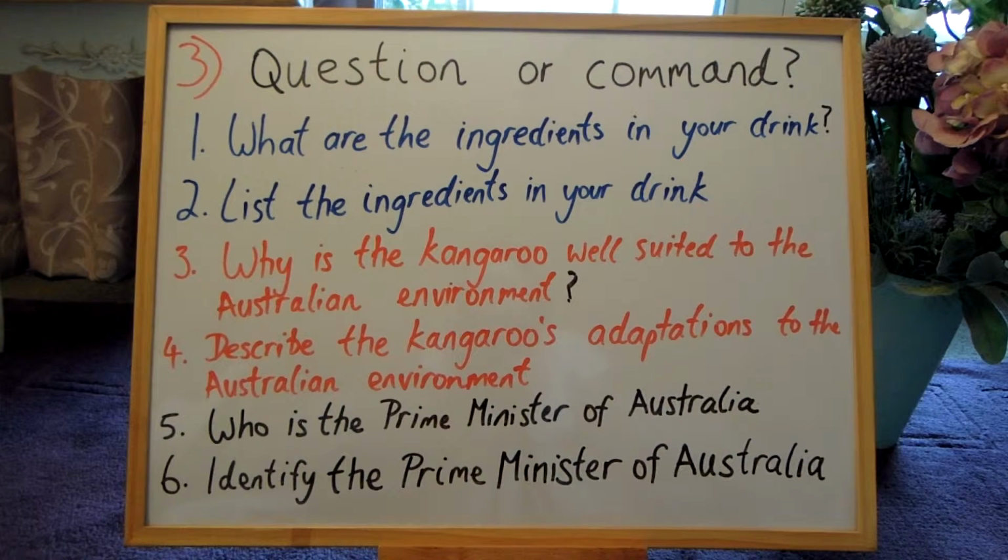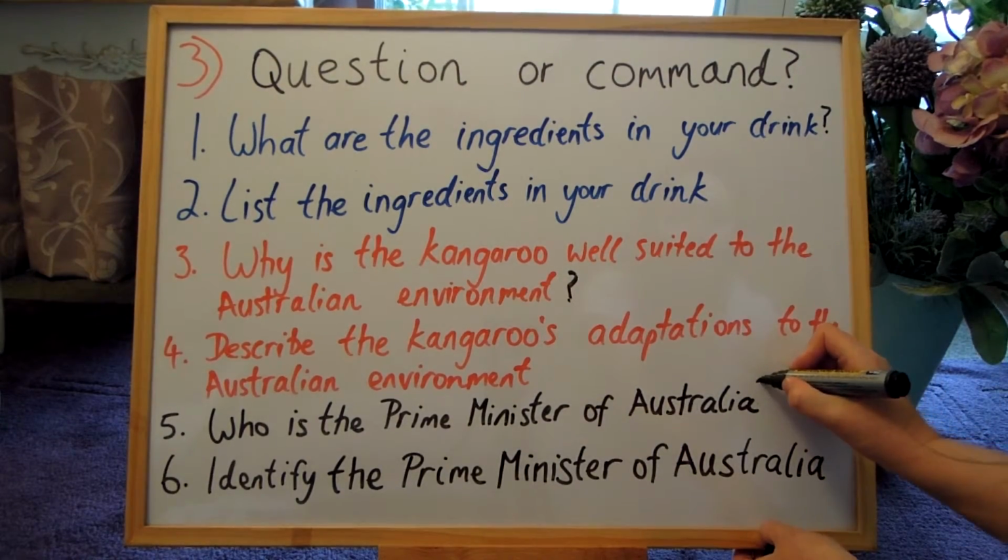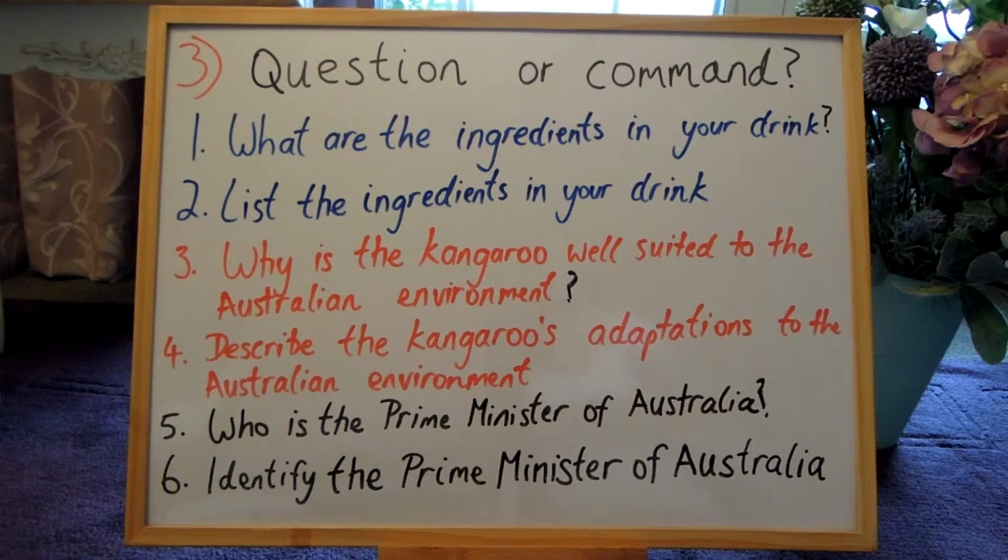Alright, why don't you have a look at number 5 and number 6. Who is the Prime Minister of Australia? And identify the Prime Minister of Australia. They're asking the same thing, aren't they? But they're two different ways of doing it. The first one is a question, isn't it? However, the second one is the imperative, identify, verb in the base form. Once again for number 5, who is the subject, is verb to be, then we have our object, the Prime Minister.